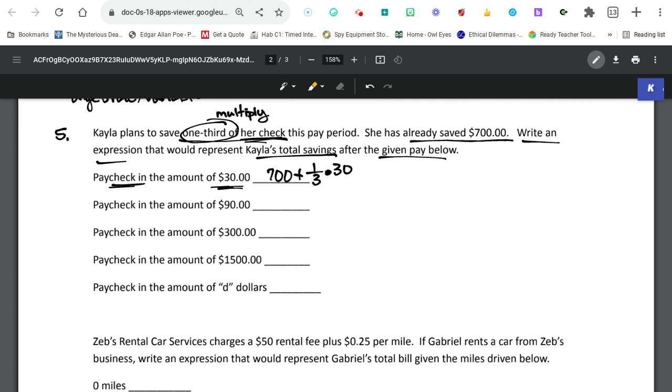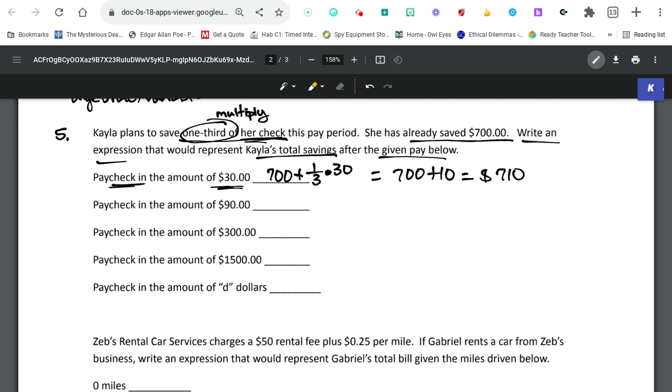You think about a third of 30. In other words, you split 30 into threes, you get 10. So she'd be 700, what she already has, plus 10. So if she saves a third of her check, and it's only $30, she'll have $710.